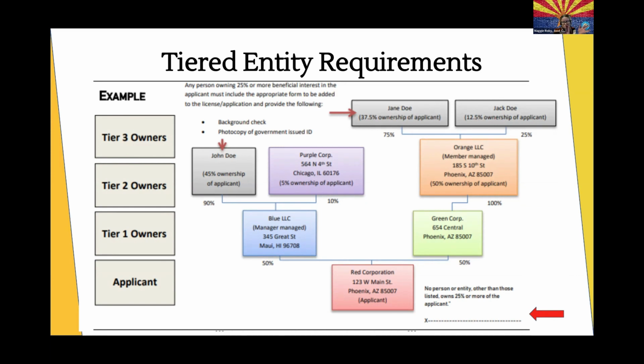Also, signature of an authorized representative. We also need addresses and ownership percentages. So your organizational chart should look pretty similar to the one that we have listed here. We need to be able to see where that ownership is, and anybody of 25% or more is going to need to be listed on there, including entities and persons.